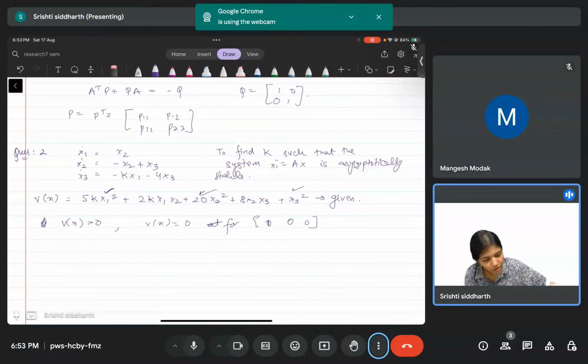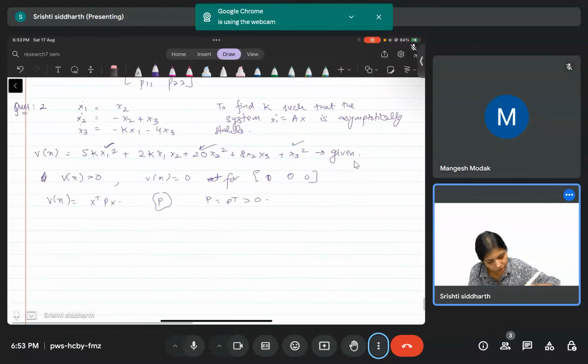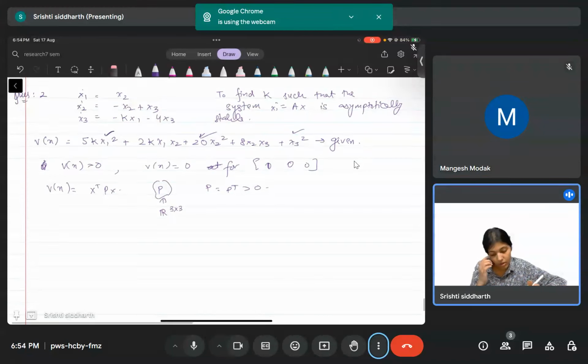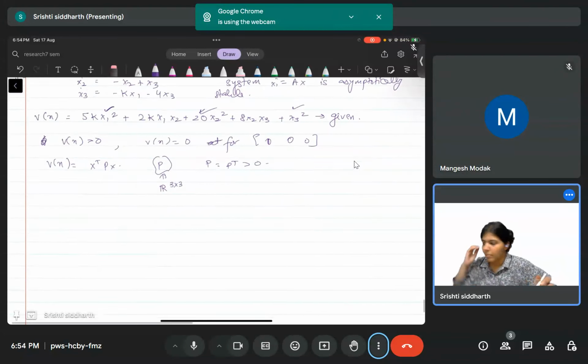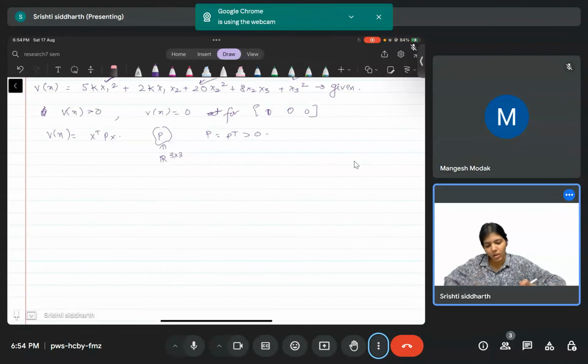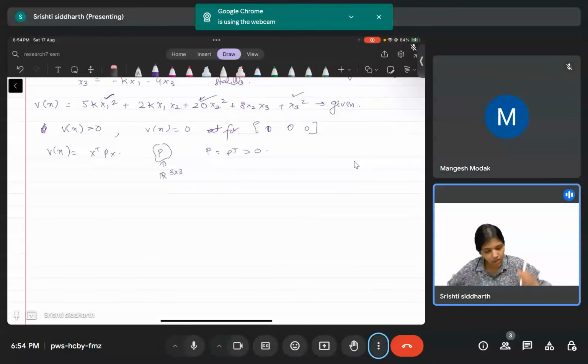You can either check like this or you can form the P matrix, x transpose Px, and then comment on whether it is positive definite or not. We need it symmetric and positive definite. In this case, it's going to be a 3 by 3 matrix. Check this by Sylvester's criterion, taking the principal minors and checking their signs. So V(x) is positive definite.